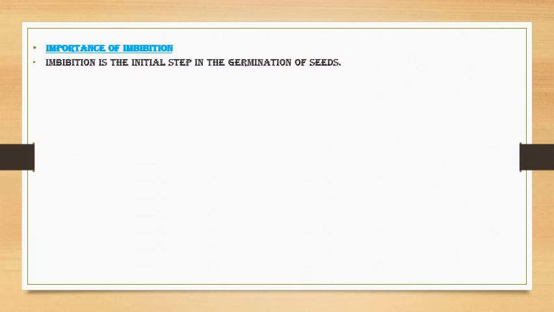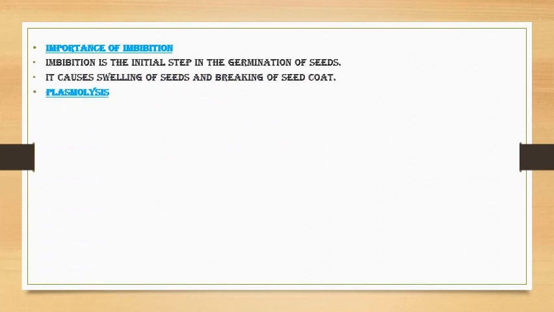Importance of imbibition. Imbibition is the initial step in the germination of seeds. It causes swelling of seeds and breaking of seed coat.